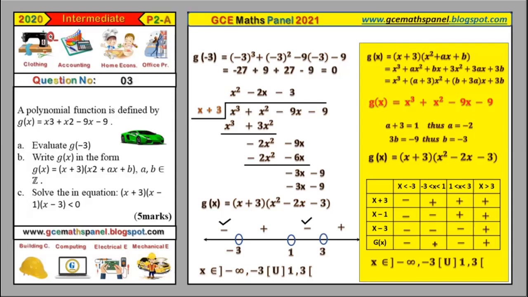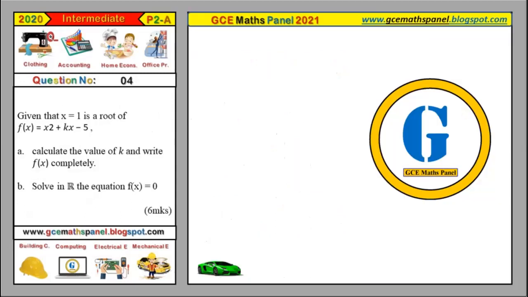Now the next question, number 4, reads: given that x equals 1 is a root of x squared plus kx minus 5, calculate the value of k and write f of x completely.